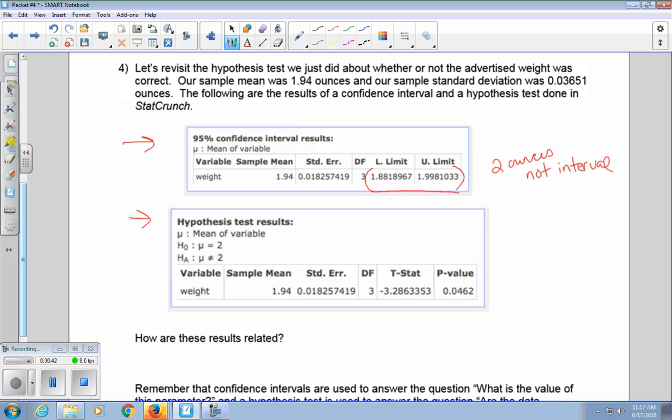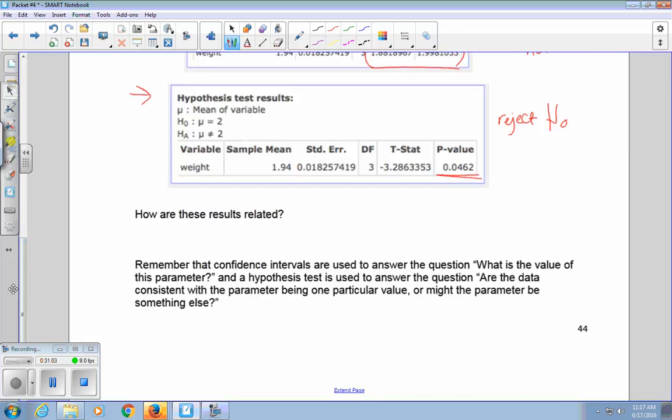And our hypothesis test results give us a p-value that says we would reject the null hypothesis. Let's do it like that, reject H naught. So both of these results are very similar in the fact that they both say that it's unlikely that mu equals 2, given our sample.